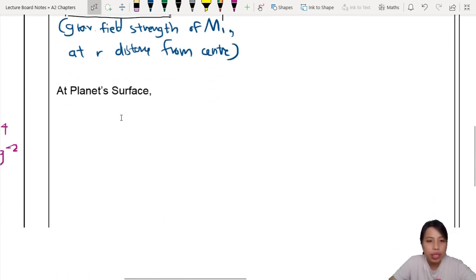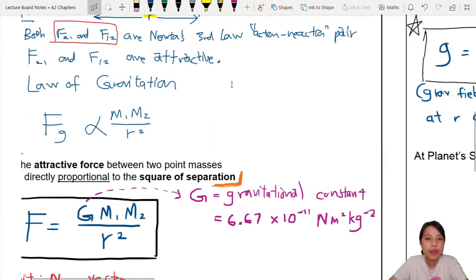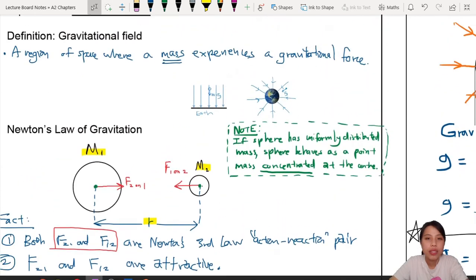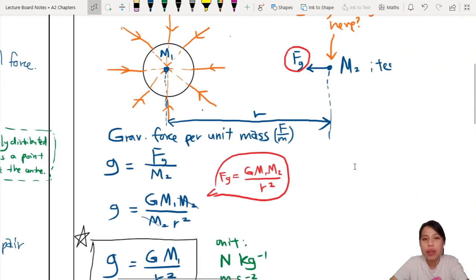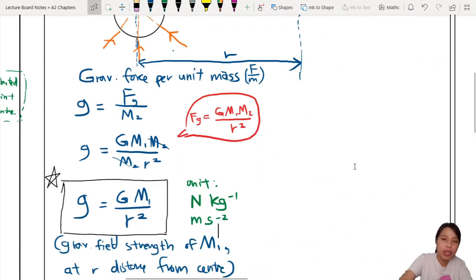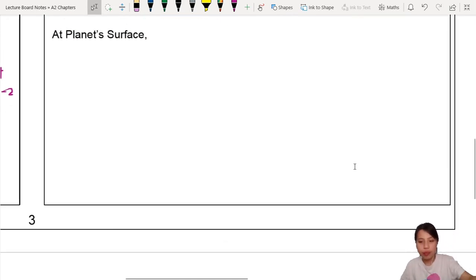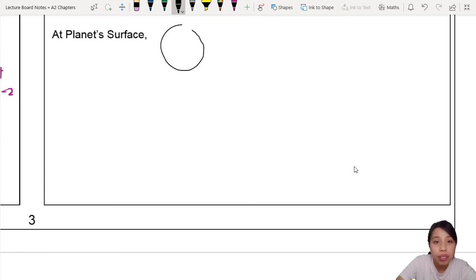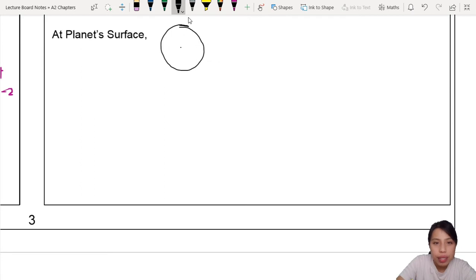Now we come to an interesting case. What if it's a planet, like our planet Earth? Where is it? This one, very small planet Earth. What happens when you reach the surface of the planet? Cases will be a little bit different. When you come to the planet's surface, let me attempt to draw a circle. There, something like that. And this is the center.